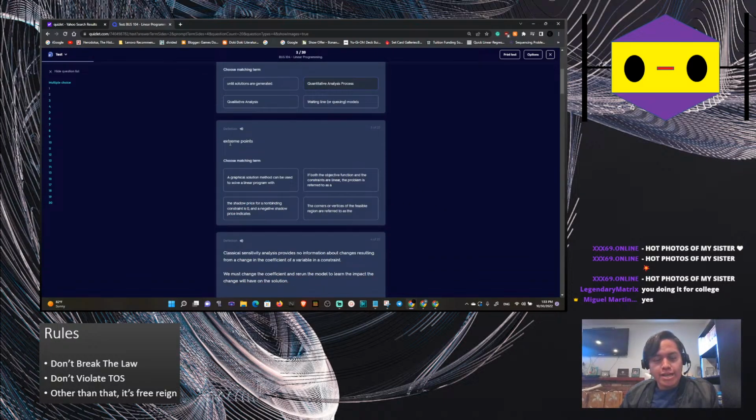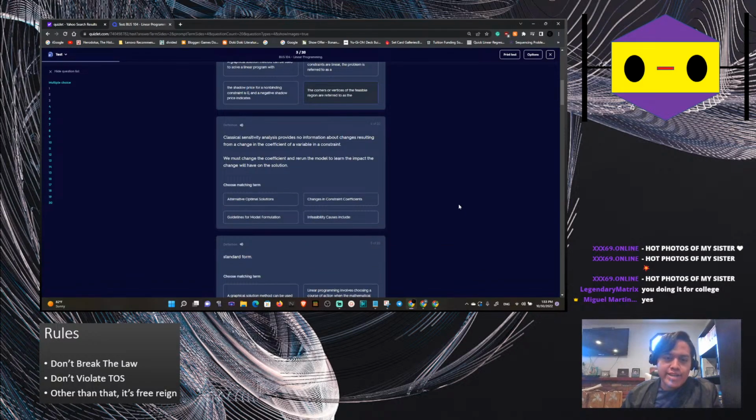All right. Extreme points. So corners or vertices of the feasible region are referred to as the extreme points. Classical sensitivity analysis provides no information about changes resulting from a change in the coefficient of a variable in a constraint. We must change the coefficient and rerun the model to learn the impact of the change on the solution. Those are what? Changes in constraint coefficients?